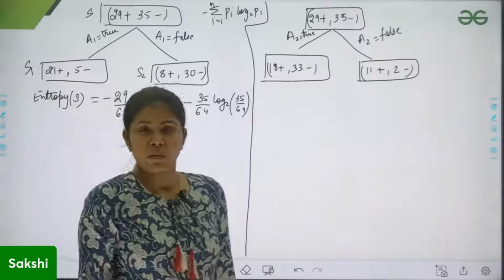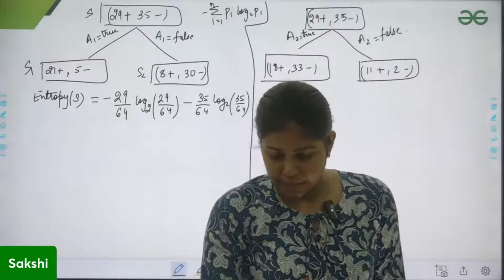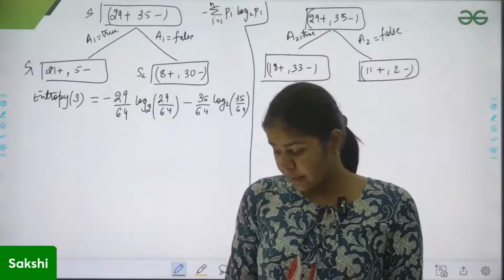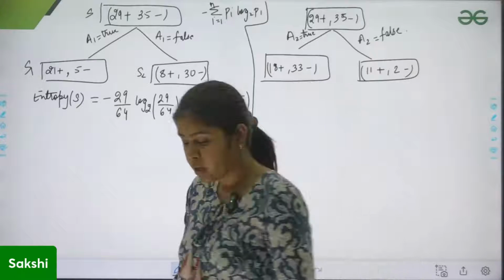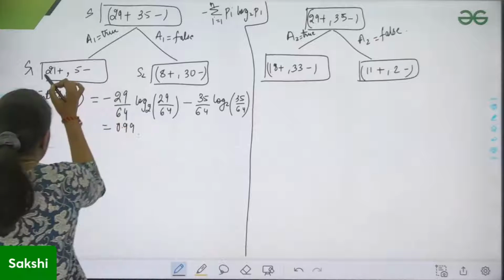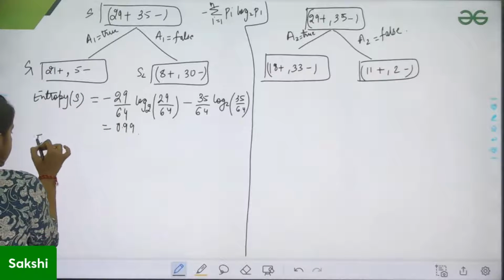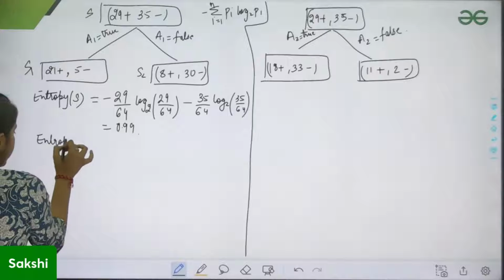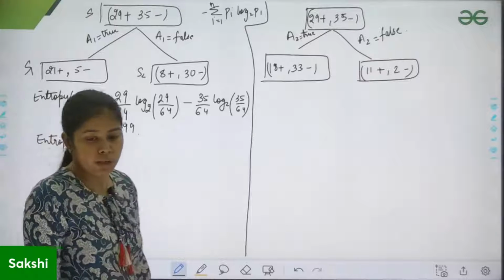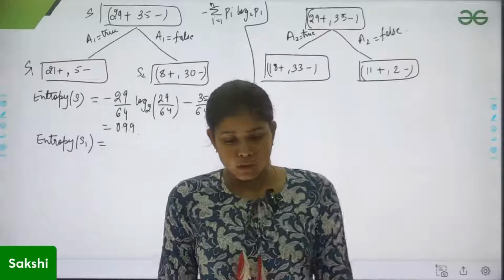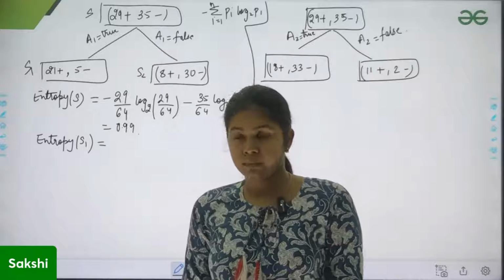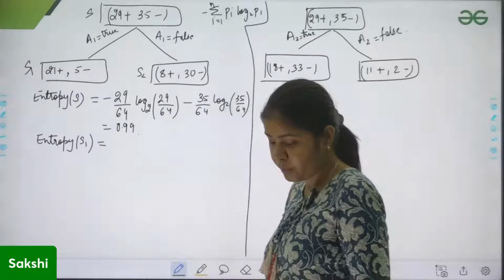Now you can solve it using a calculator. We have solved it previously as well. What would be the value for this? Because we have already solved it, I know that this value would be 0.99, right? And I have considered this set as S1. So what would be the entropy of S1? Guys, we already solved it. Let me know what was the entropy at S1.